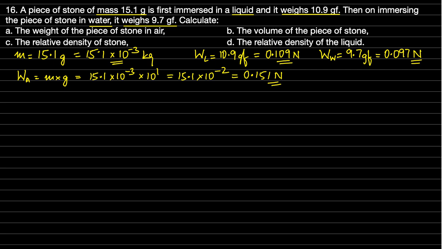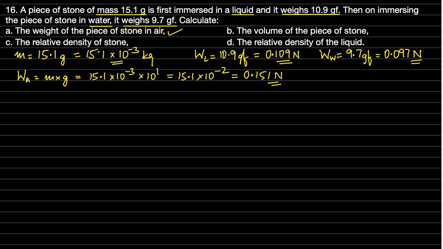Weight of the body in liquid is 0.109 newtons. Weight of the body in water is 0.097 newtons. Weight of the body in air, so that was the first part of the question, that we got it as 0.151 newtons.